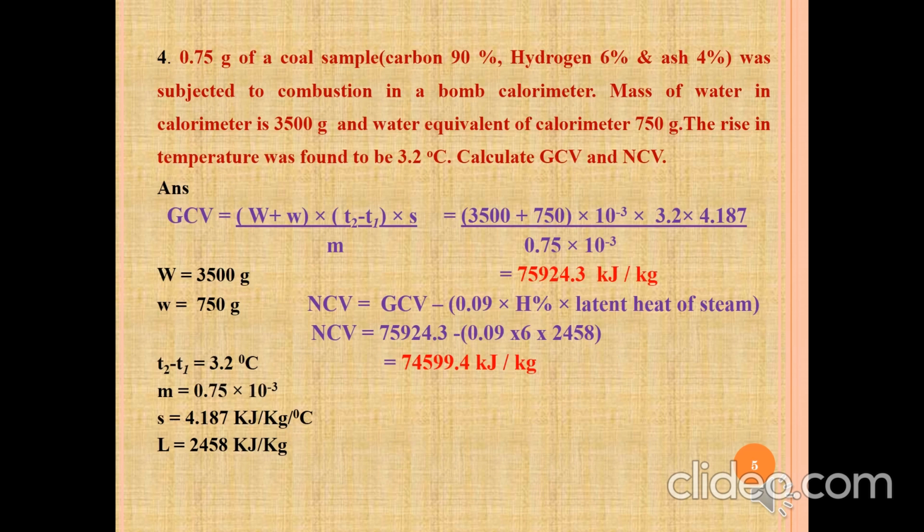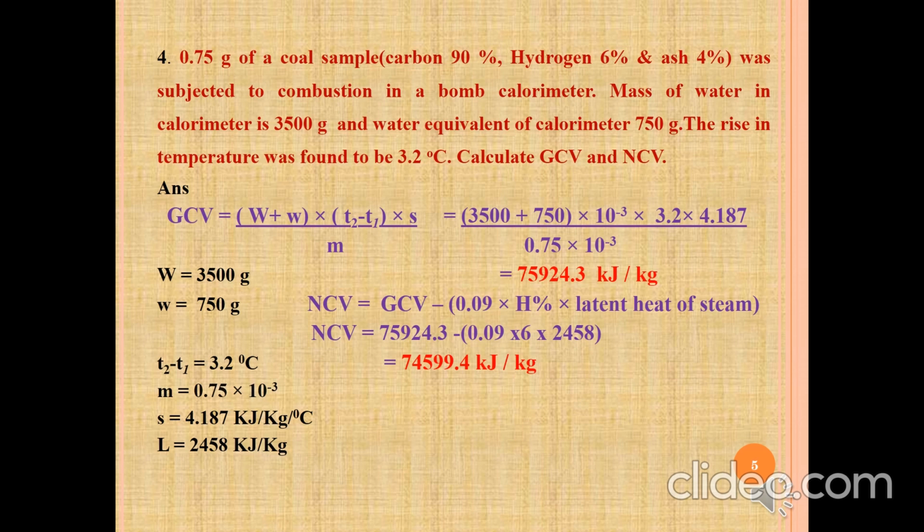0.75 gram of a coal sample containing carbon 90%, hydrogen 6% and ash 4% was subjected to combustion in a bomb calorimeter. Mass of water in calorimeter is 3500 gram and water equivalent of calorimeter is 750 gram. The rise in temperature was found to be 3.2 degrees Celsius. Calculate NCV and GCV. Here first of all we have to write the given terms.